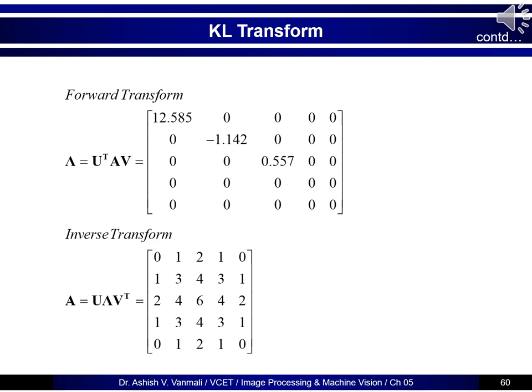Now here we have taken the inverse transform just for verification. The inverse is A is equal to U capital lambda V transpose, and if you substitute the values, then we will get the original image back.